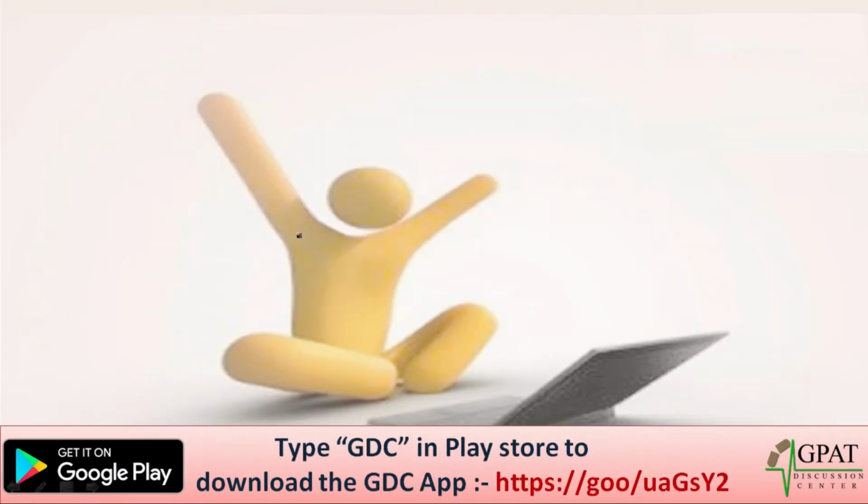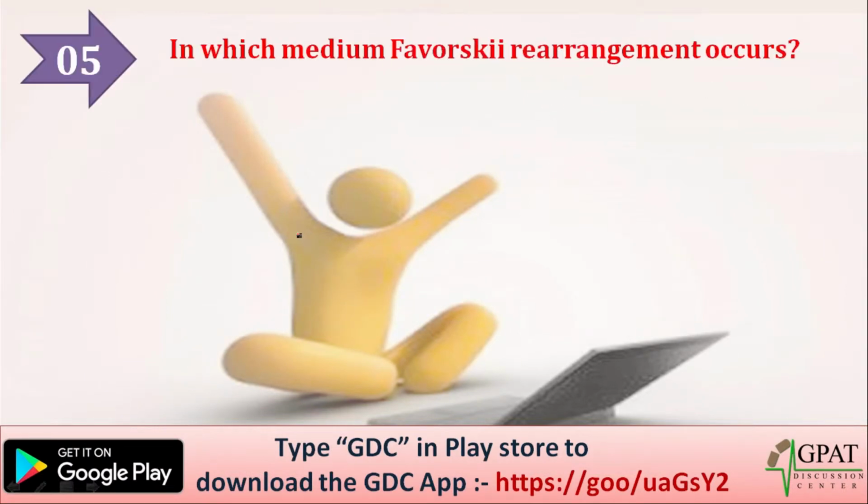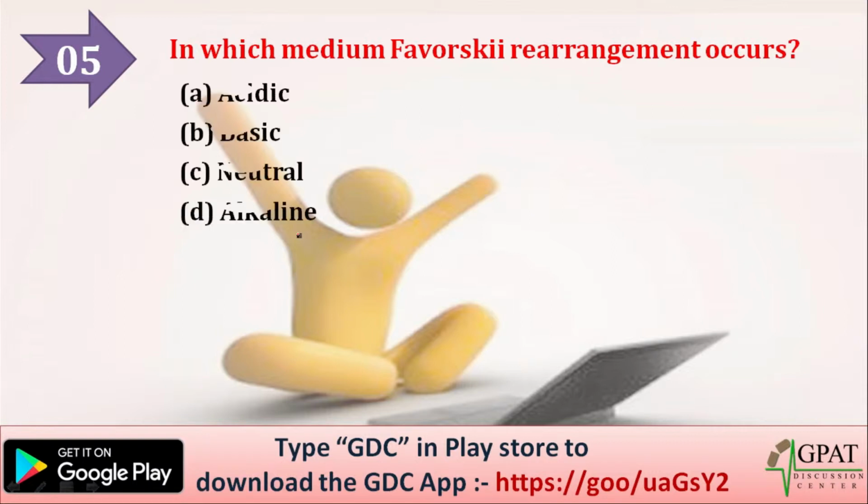So moving on to the next question. In which medium does Favorsky rearrangement occur? And the options are option A acidic medium, option B basic medium, option C neutral medium, option D alkaline medium. So in which medium does Favorsky rearrangement occur? So the correct answer is basic medium. In the basic medium, the Favorsky rearrangement occurs.